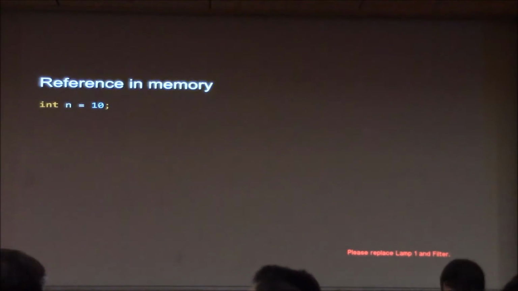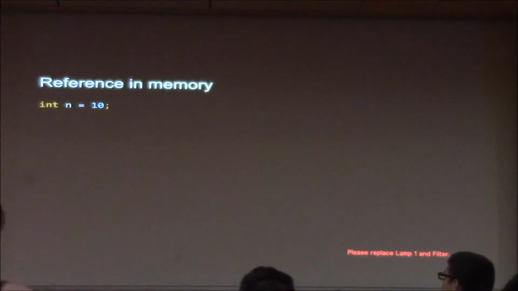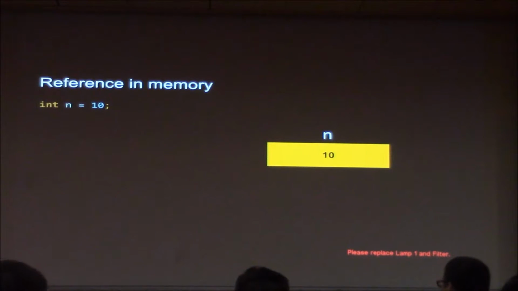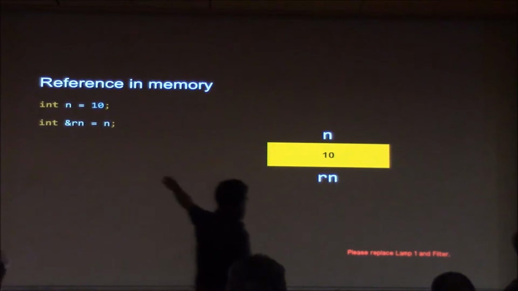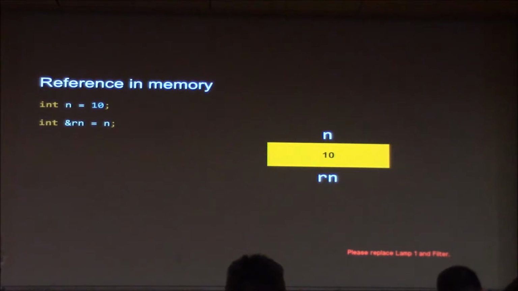So for that question, let's see, for the same code, what happens in the computer's memory. When the line n is equal to 10 is executed, we have a variable called n with some memory allocated for it, and that variable's value is 10. And then we have a reference to n, Rn, and we assign it the variable n. All that the second line of code means is that Rn is like an alias to the variable n. It's just an alias, another name.